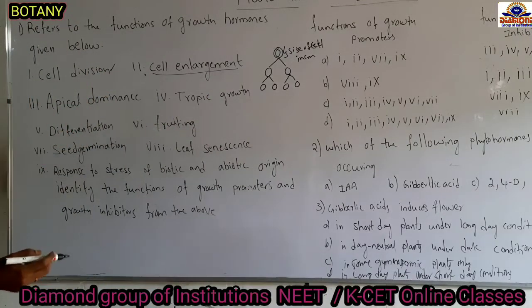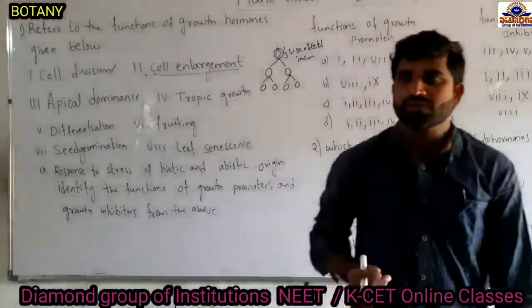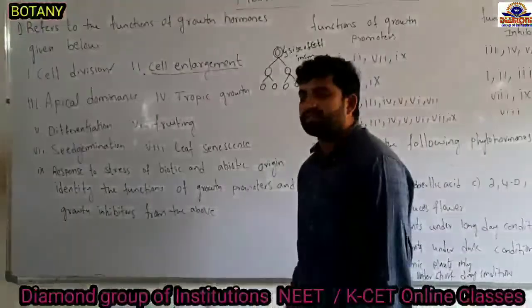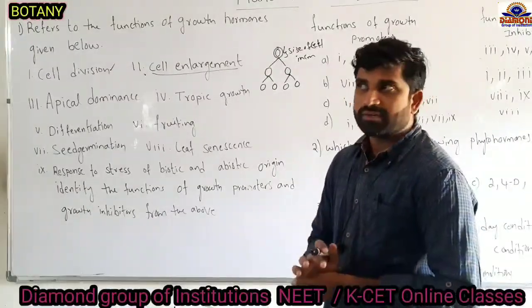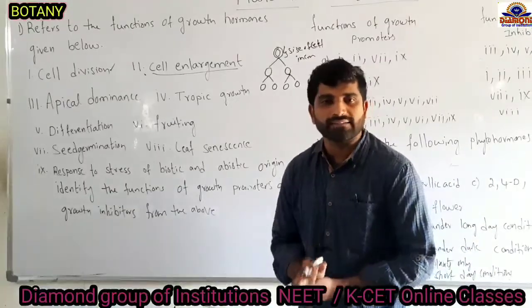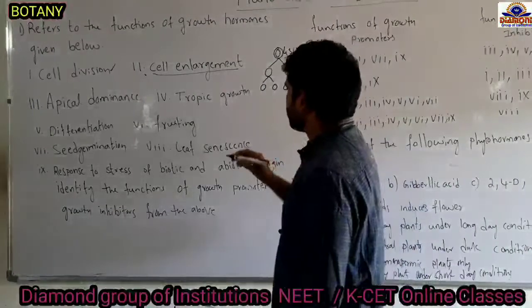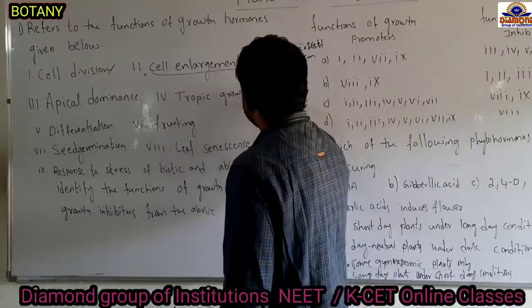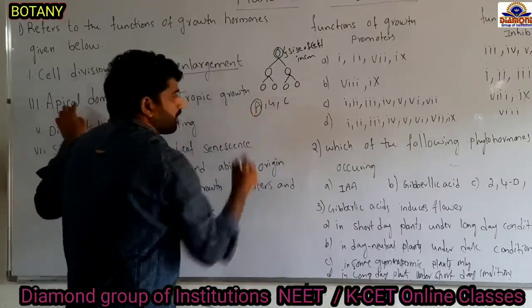Apical dominance, the third option. Out of the 5 phytohormones, 3 are called plant growth promoters and 2 are called plant growth inhibitors. Out of the 3 plant growth promoters, they are auxins, gibberellins and cytokinins. So apical dominance is the character of auxins.